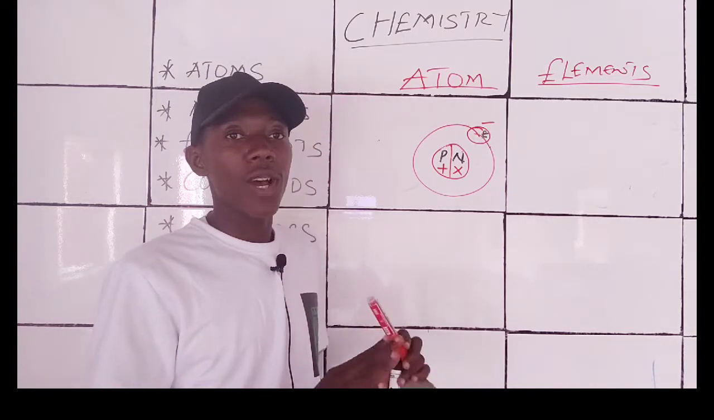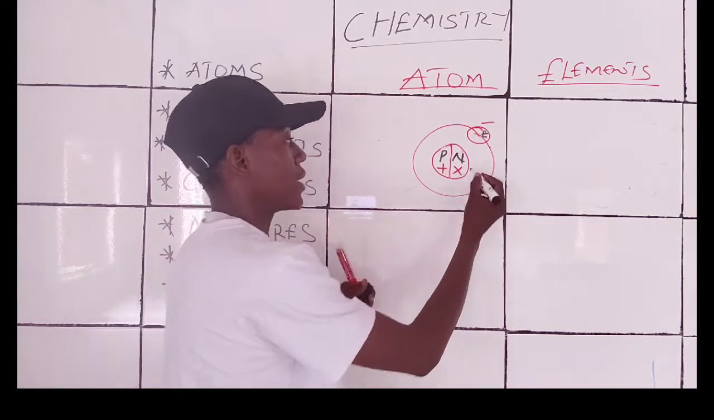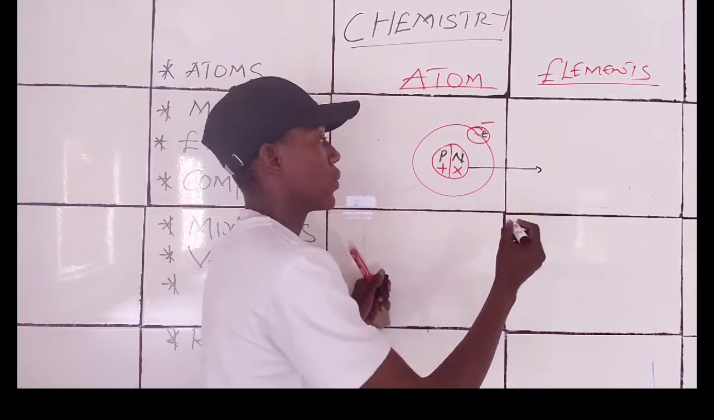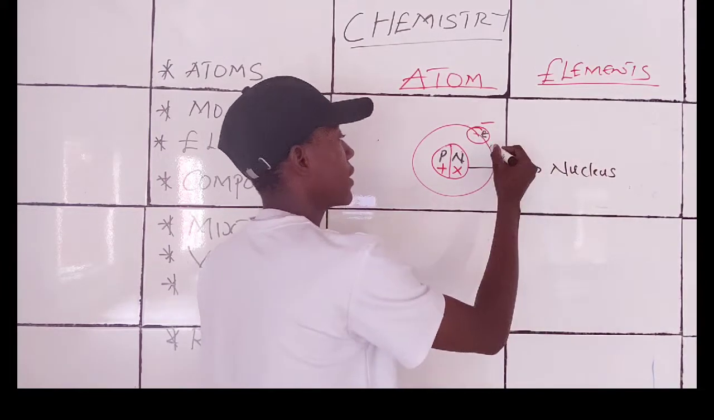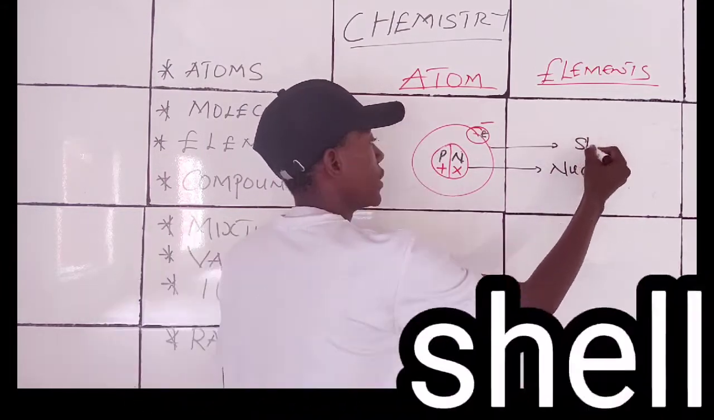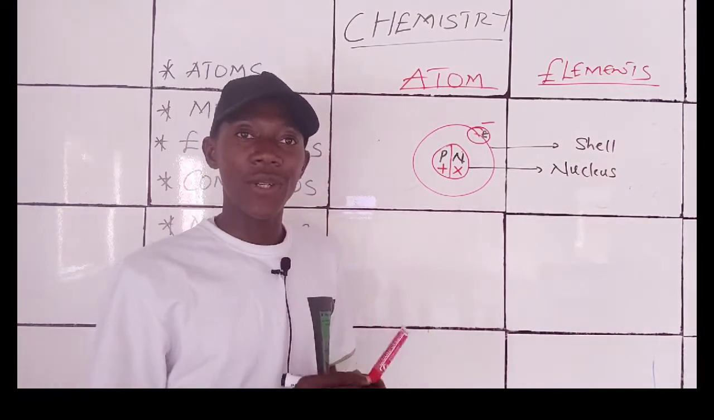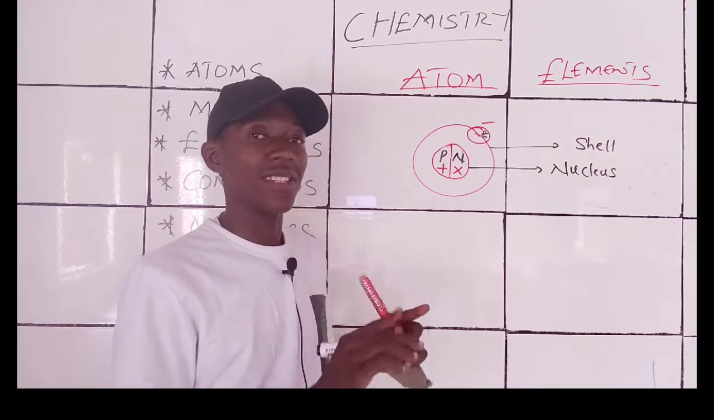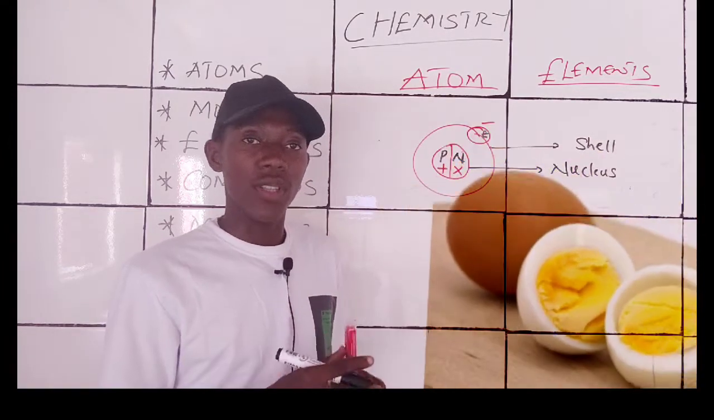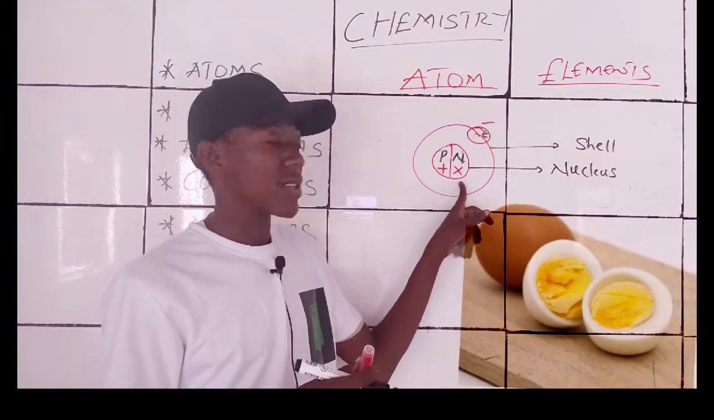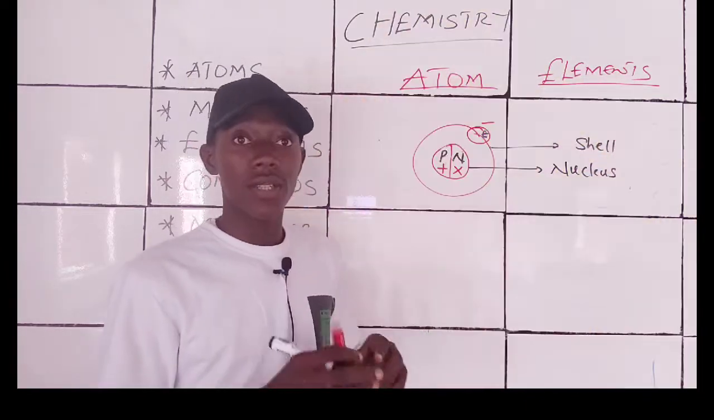Now, the atom has two major parts. The first part of the atom is the inner side, which is called the nucleus, and the outer part, which is called the shell. We have the nucleus inside and the shell, which is the outside. Just think about a boiled egg. The yolk inside serves as the nucleus, while the white part serves as the shell.